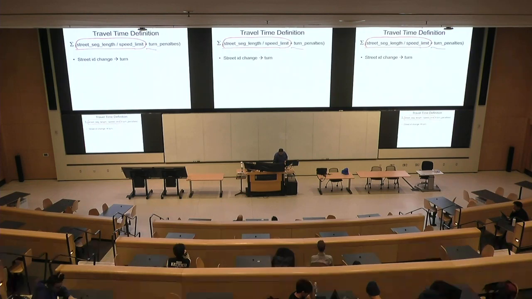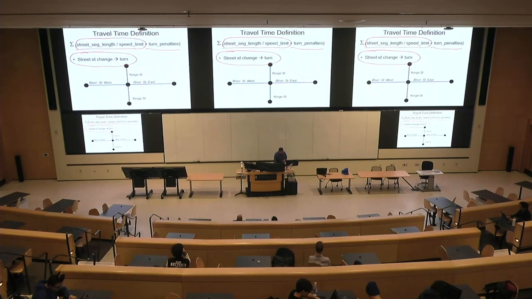And then we've added in this turn penalty. To make it a bit easier to compute, we're not making you do a bunch of coordinate geometry to figure out am I turning left or right. We're just saying if the street ID changes, there's going to be a penalty. So if this is a little piece of my graph, I'm on Bloor Street West, that has a certain street ID. I've got Bloor Street East, that is a different street ID.